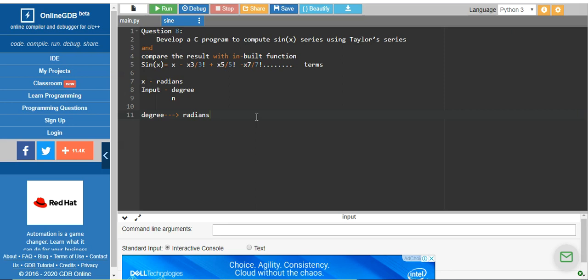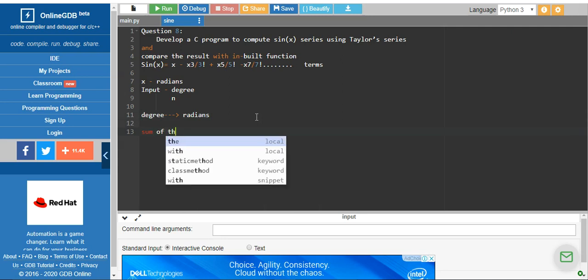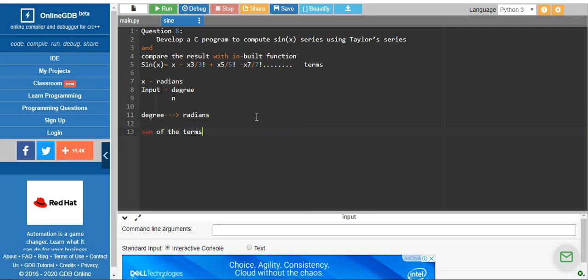After considering this, we need to find the sum of the terms in a loop. The loop may be a while loop, a do while loop or a for loop, and it depends upon the developer which loop construct he is going to use. So here in this program I am using the for loop, because we have n number of terms, and the terms should be evaluated and added to the previous term.